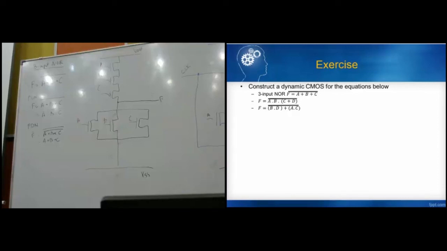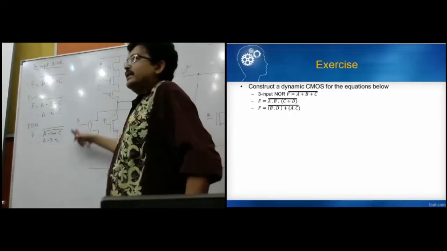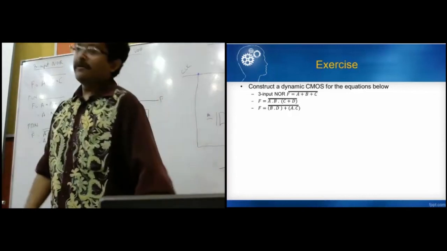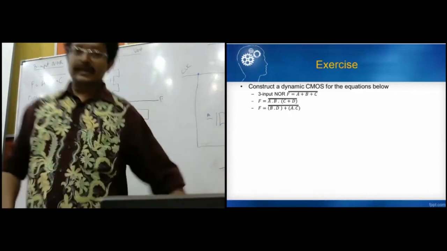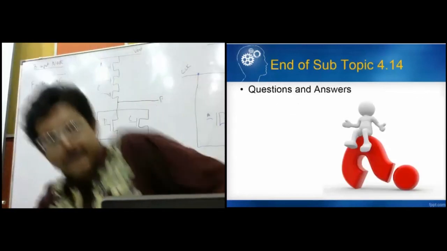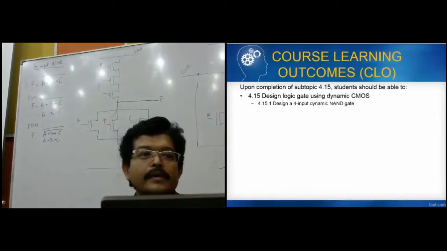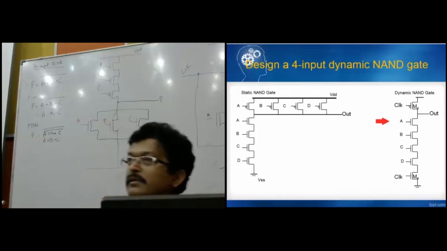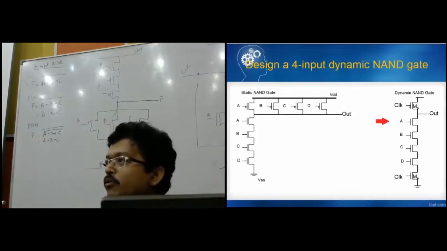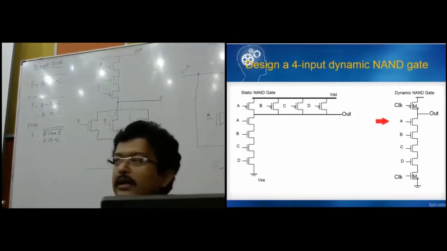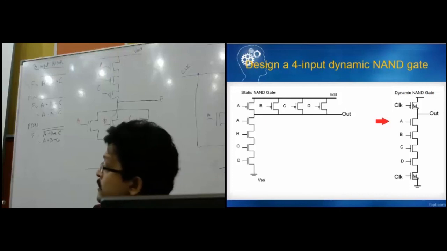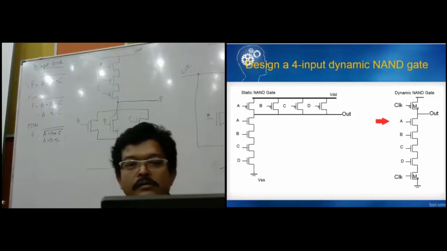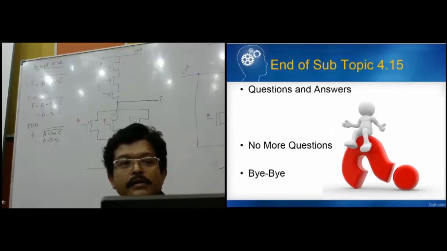Sebab ini adalah soalan yang selalu practically, tapi formula dia lain-lain lah. Jadi practically every semester they can go. Ini adalah untuk 4 NAND sama. 4 NAND kita buangkan pull up. Kita just ambil kira yang pull down sahaja. Tambah clock. Okay, any questions?